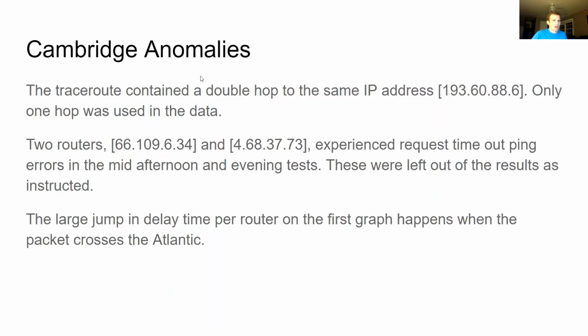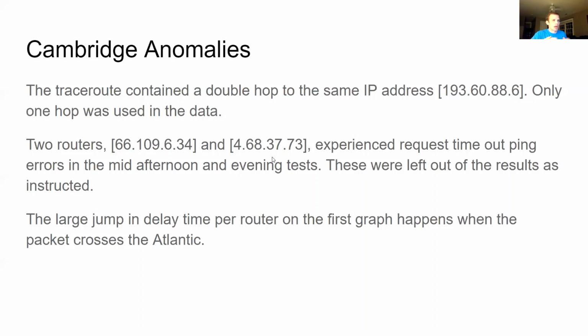This is a common traceroute error. According to Google, it has to do with the time to live and such, so we just left it out. And then two routers experienced request timeout ping errors in the mid-afternoon and evening tests. These were also left out of the results, but it is important to note that mid-afternoon and evening are the same times that Seattle had errors in the middle of the trace.